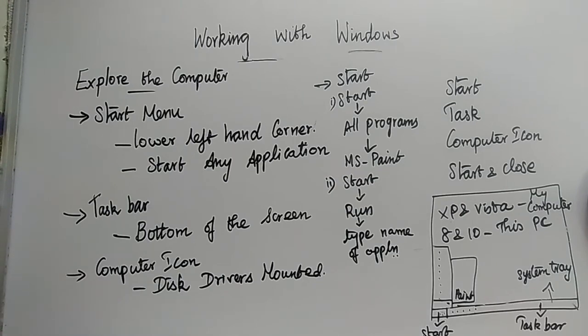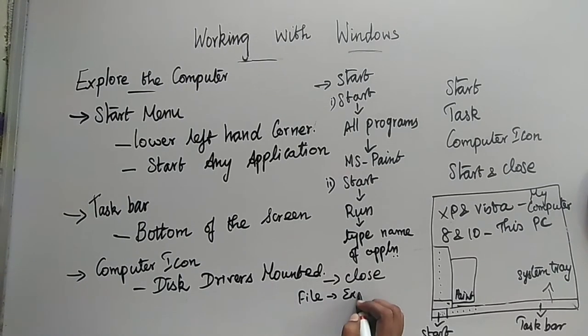Then, how to quit an application. Simple thing. We already finished the elements of the window. You are having the close button, the X button. Just by clicking that one you can close the application window. Similarly, another option you are having is File, Exit.